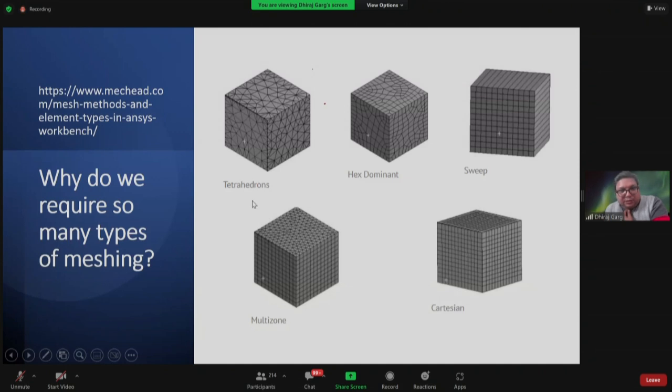We can also see that the same geometry can be meshed with different types. So you can easily see in one or the other condition, meshing numbers can be much greater.